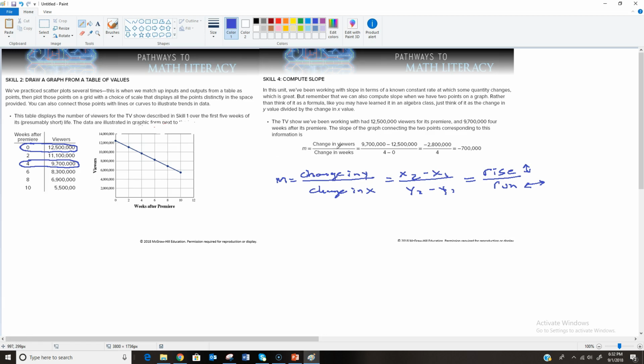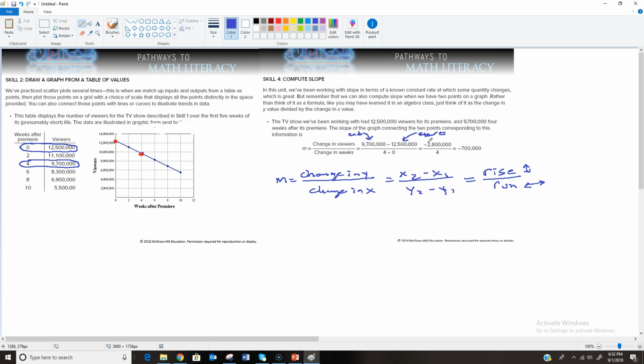So it said to compute the slope using these 2 points, right here and right here. Let's do that in a different color so it's a little bit more obvious. So they're using this point and this point. And so they said, well, at week 4, we're at 9,700,000. You want to do the ending point first. So this is where you ended. And then you want to put the earlier point, in this case that's where we started.